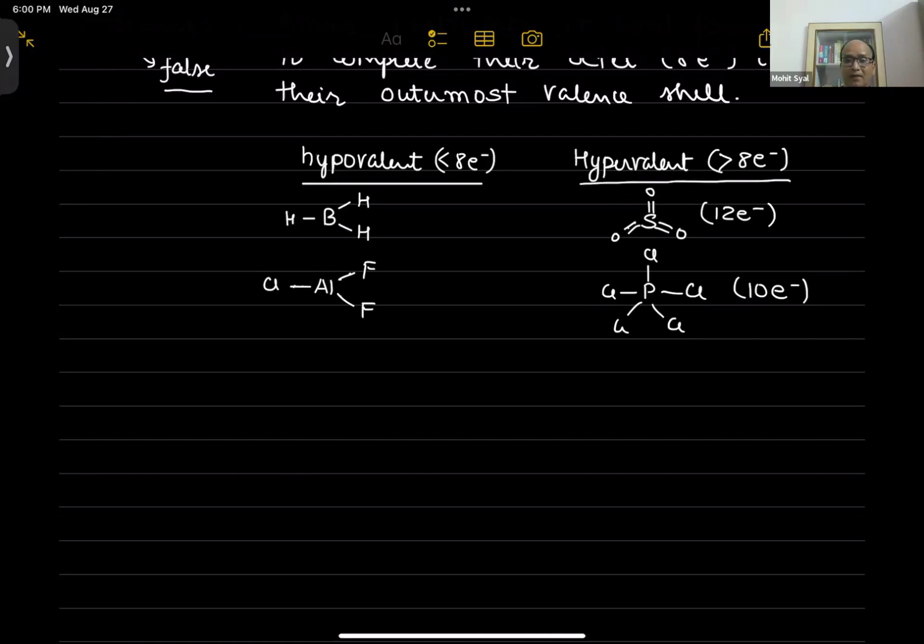hypo and hypervalent, because you will have questions in your examination where they ask how many molecules among the given molecules are hypervalent or hypovalent. Hyper means more, something which is higher. Hypo is lower. Lower means less than 8. Hyper means more, higher. Is it clear? Yes, sir.